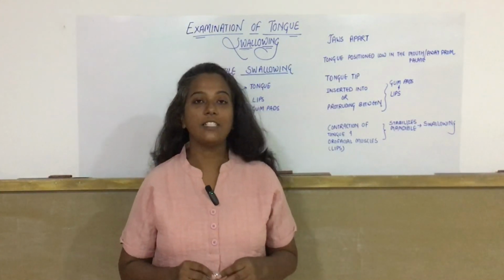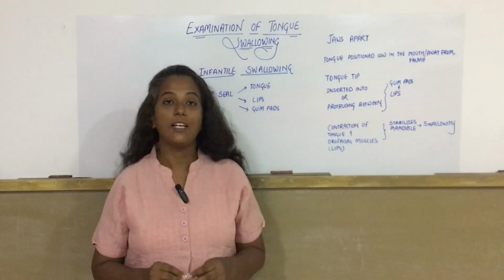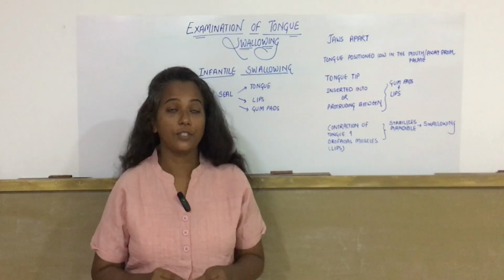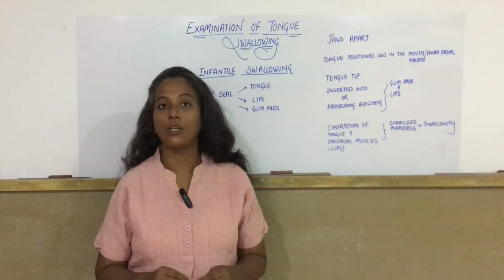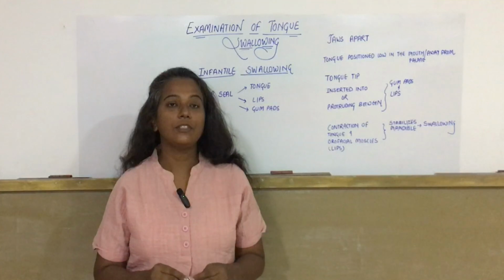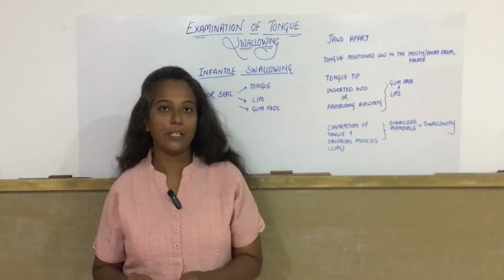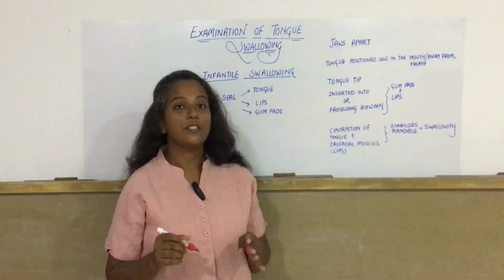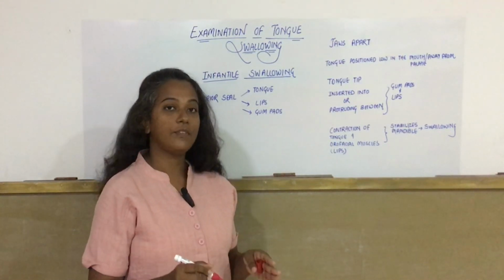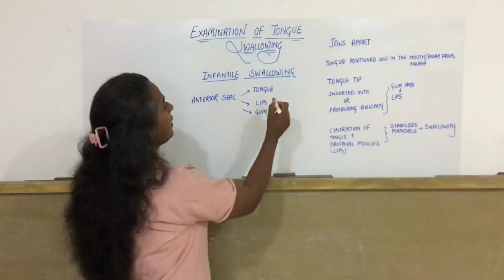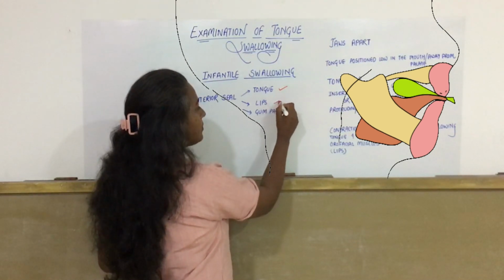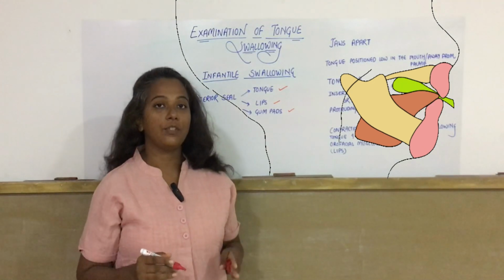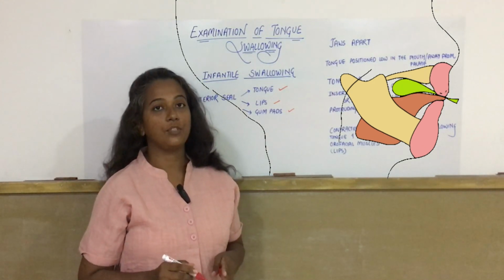So during the first few years of life, an infant swallows using most of its soft tissues. The teeth are not erupted and the alveolar tissues have not yet developed to support or balance the tip of the tongue during swallowing. The soft tissues which get involved in the act of swallowing are the tongue, the lips, and the gum pads, which later develop into alveolar processes after the eruption of teeth.